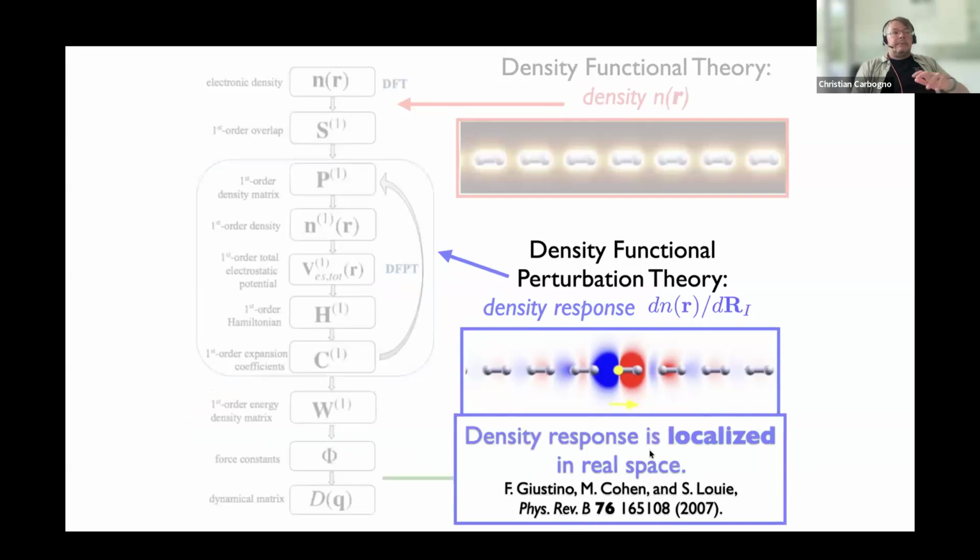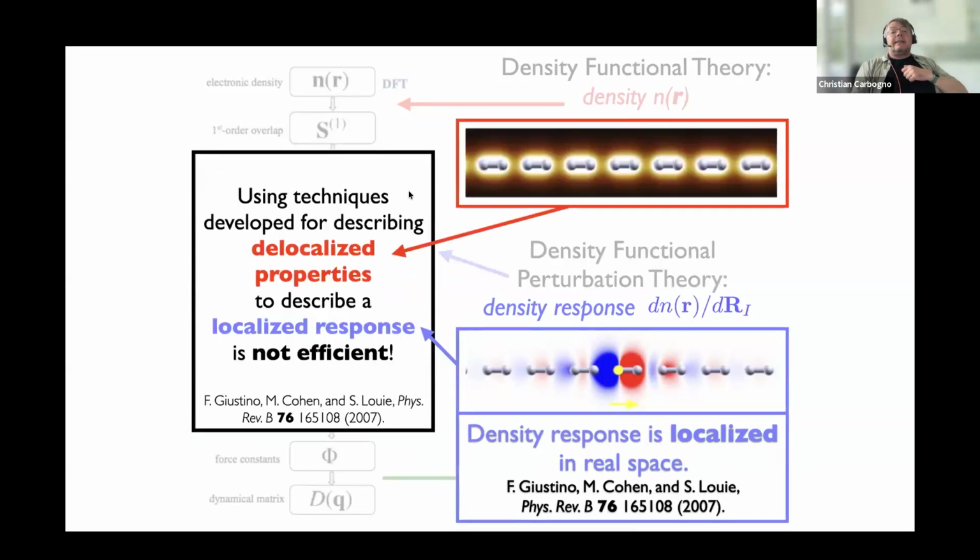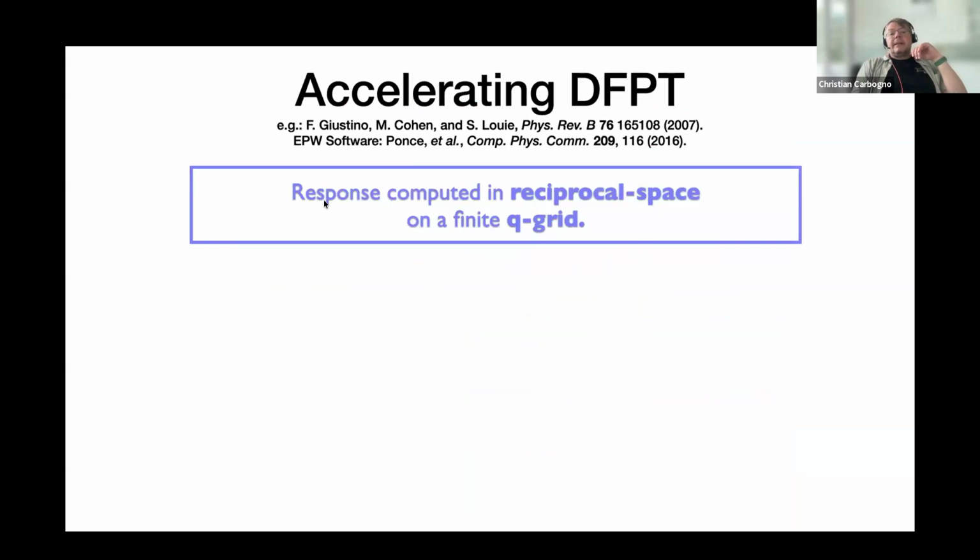And an important thing here to remember, since this is a localized thing in real space, using delocalized properties to describe it is not particularly efficient. So one thing that one usually does when doing such perturbation theory calculations is that you first compute your property on a finite q-grid, on very few points in reciprocal space.